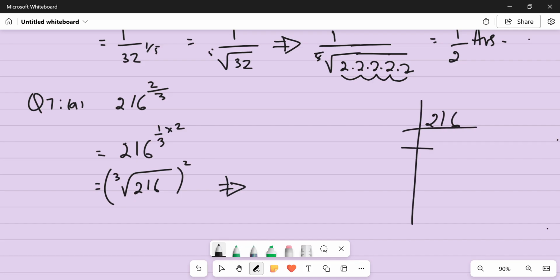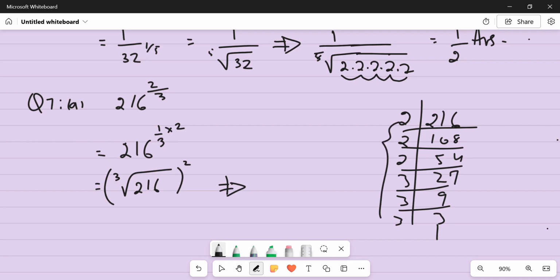We need to find the factors: 2 tens are 20, 2 eights are 16, 2 fives are 10, 2 fours are 8, 2 twos are 4, 2 sevens are 14, 3 nines are 27, 3 threes are 9, and then 3 ones are 10. So these are the prime factors of 216.